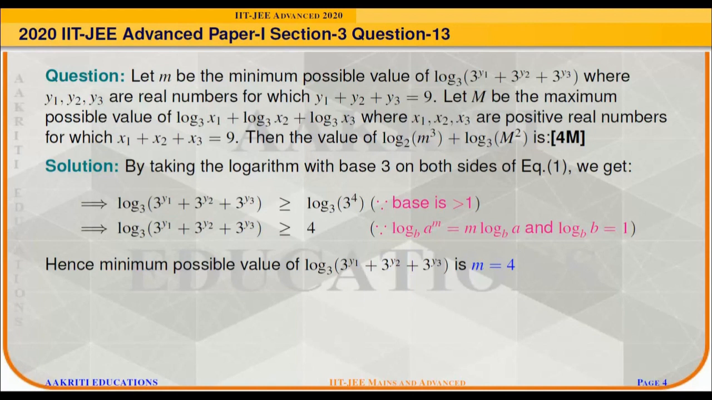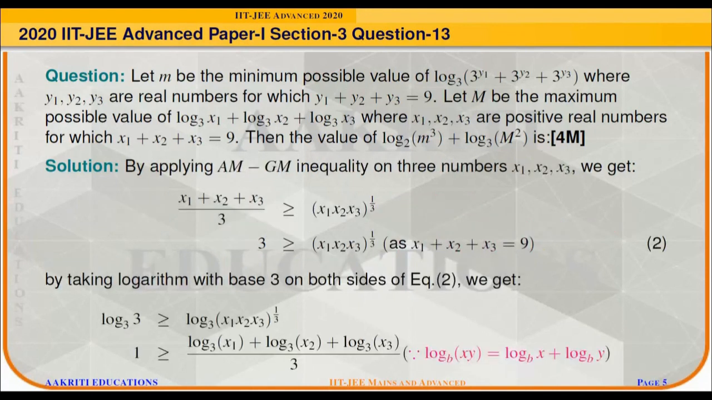So, by using this, we will find that log of 3 raised to the power y1 plus 3 raised to the power y2 plus 3 raised to the power y3 to the base 3 is always greater than or equal to 4. Hence, the minimum possible value of log of 3 raised to the power y1 plus 3 raised to the power y2 plus 3 raised to the power y3 to the base 3 is m equal to 4.